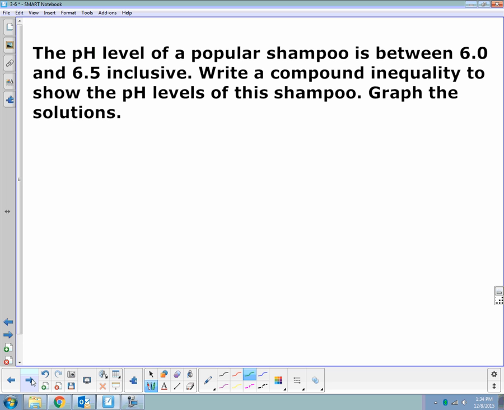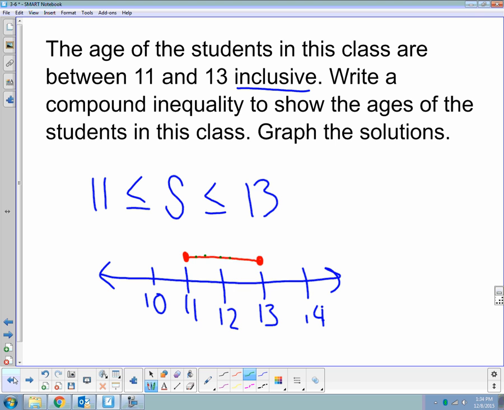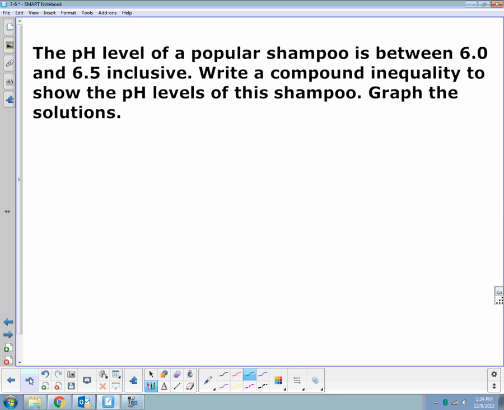What I'd like you to do is try this one. Think back to what I just did a minute ago with the age of the students in the class between 11 and 13. And think about if we have a pH level, that's like the acidity. You know what, I take that back. I'm going to do this one with you. So the pH level is the acidity. It's how much it burns your scalp, basically, of a popular shampoo is between 6 and 6.5 inclusive.